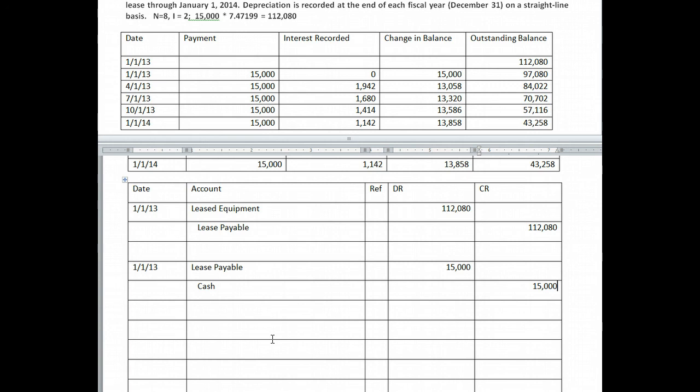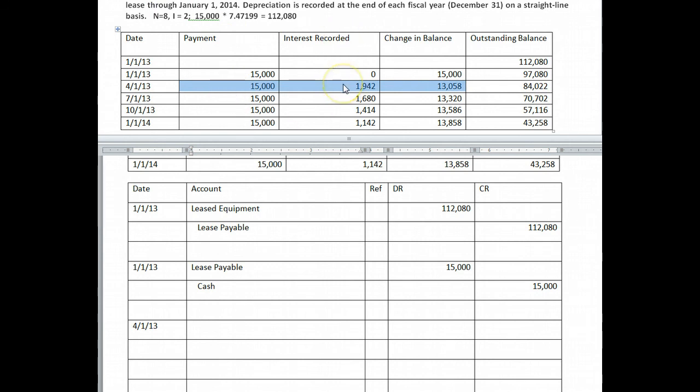Okay, so let's continue on. That would be all we would need to do at the inception of the lease from the lessee standpoint. So that brings us to our first interest payment, which would occur on April 1st of 2013. Now when we do that, again, we're going to follow our amortization. If you can create an amortization chart, you should be able to do this. One, the payment represents the cash we're paying out.